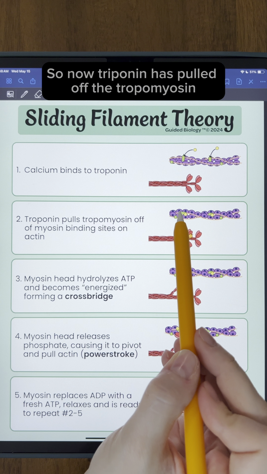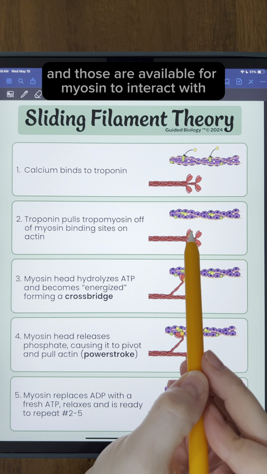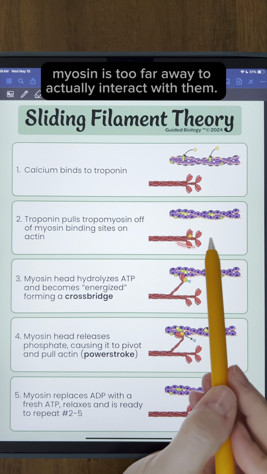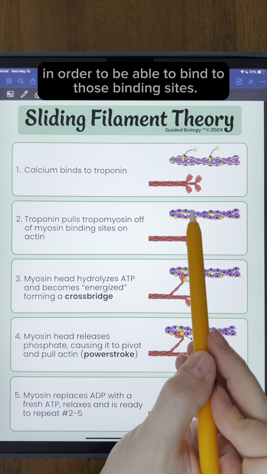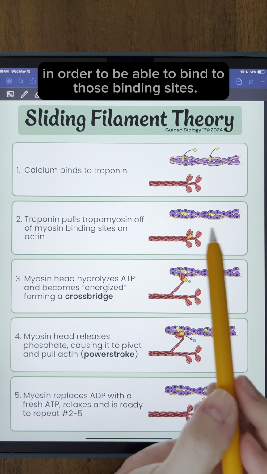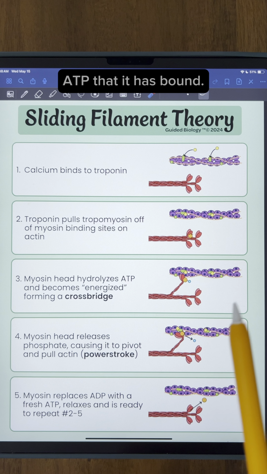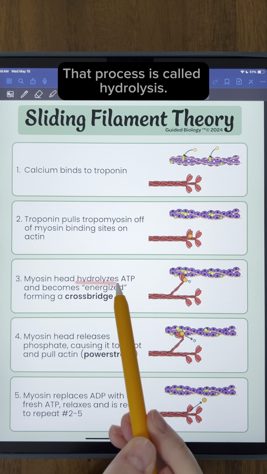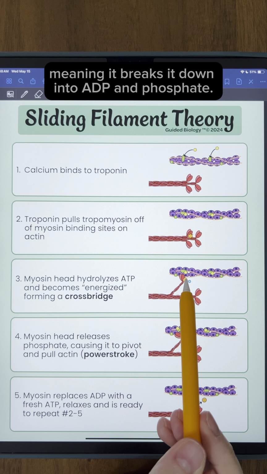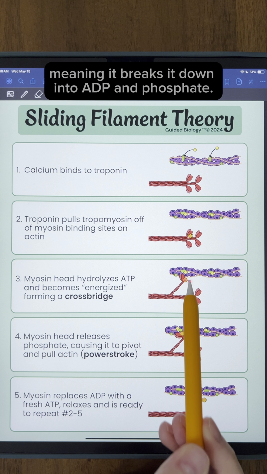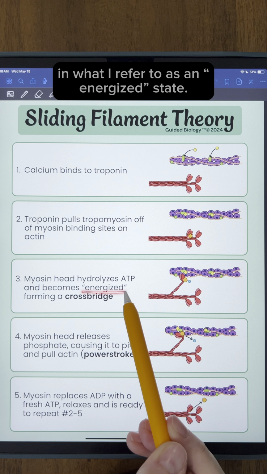So now, troponin has pulled off the tropomyosin. Those binding sites are available for myosin to interact with. However, myosin is too far away to actually interact with them. So myosin needs to get a little bit closer in order to be able to bind to those binding sites. And it's going to do that by breaking down this ATP that it has bound. That process is called hydrolysis. So we say that the myosin hydrolyzes the ATP, meaning it breaks it down into ADP and phosphate, and that causes the myosin to sit up in what I refer to as an energized state.